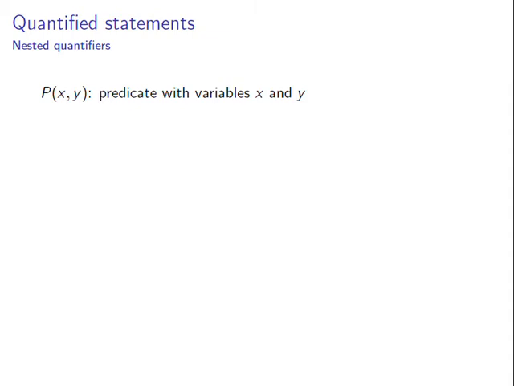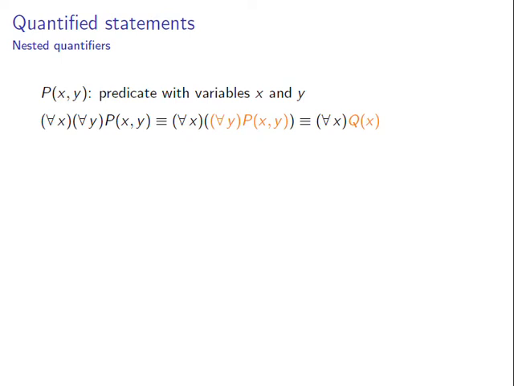A predicate may involve more than one variable. In order for such a predicate to be turned into a proposition using quantifiers, we need a quantifier for each variable in the predicate. For instance, if P has variables x and y, then the following are propositions. For all x and for all y, P of x, y. This is an example of nested quantifiers since we can think of the sentence for all y, P of x, y, as a predicate in the single variable x. If we call this sentence Q of x, then the original sentence is of the form for all x, Q of x.